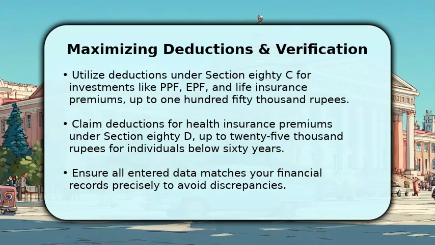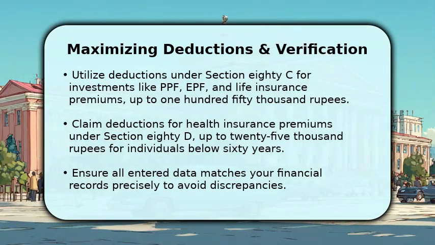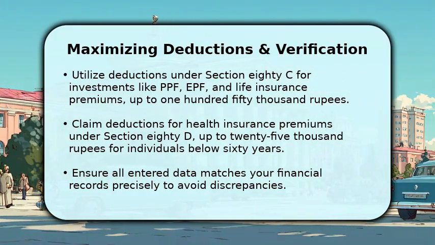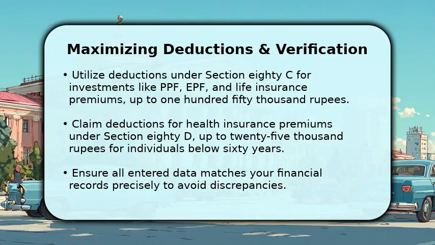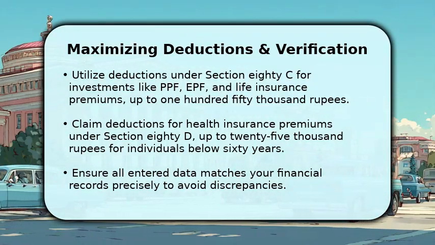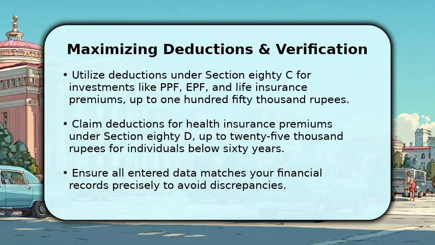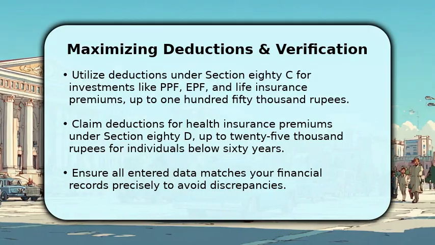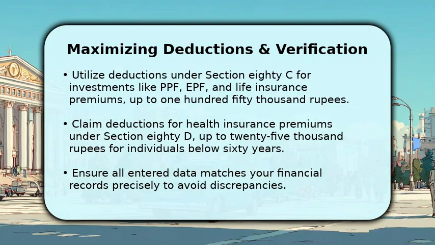Maximize your savings by utilizing deductions under Section 80C, allowing up to 150,000 rupees for investments like PPF and life insurance. Also, claim health insurance premiums under Section 80D, up to 25,000 rupees for those under 60. Always ensure all data entered precisely matches your financial records.